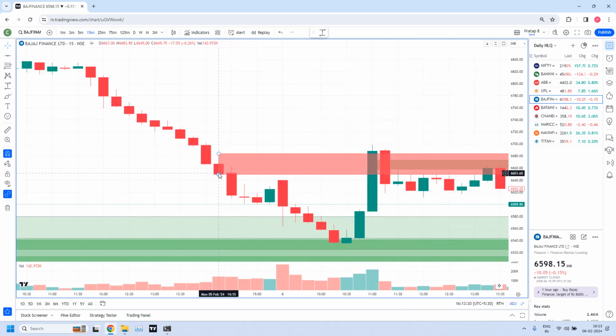Otherwise, we would have exited here. At what price would we have exited? The low of this zone, probably at 6645, or the close of this zone, 6649. At one of these prices, you would have exited today. But what is our plan? We want to go further.